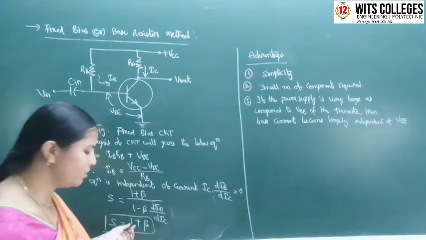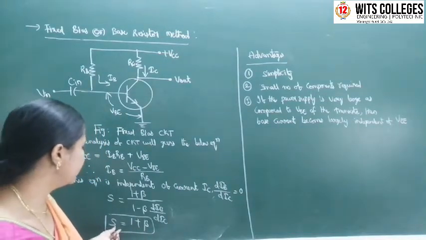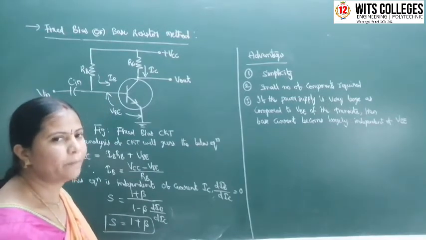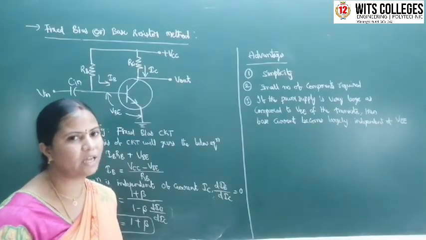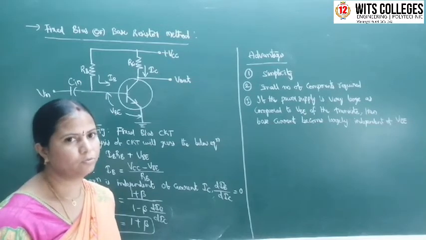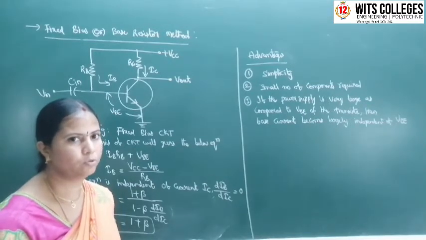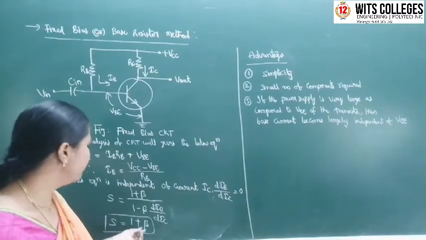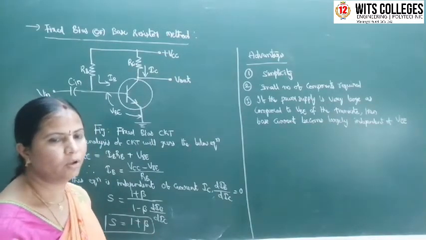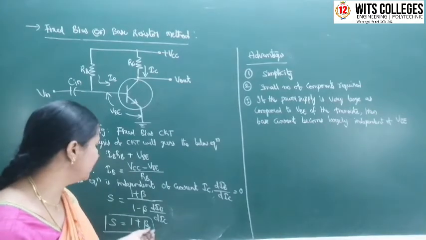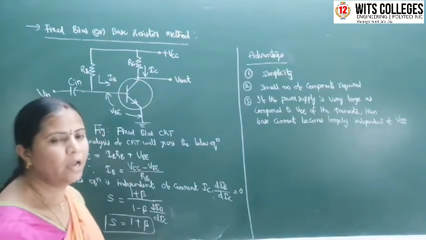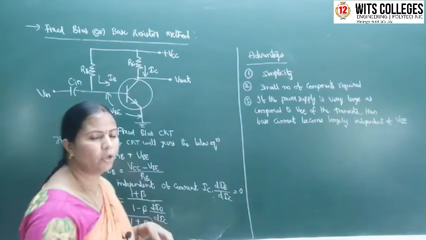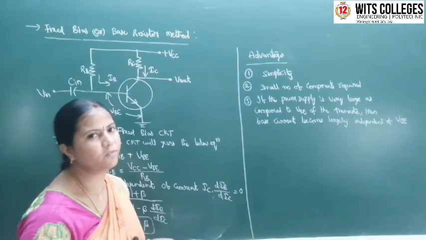So this is a large value of stability factor. That's why this type of biasing technique is not used as a biasing circuit to produce distortion free output. Why? Because here the stability factor value is very large, since beta is very large. That's why this fixed bias circuit is not used in biasing circuits in order to get distortion free output.